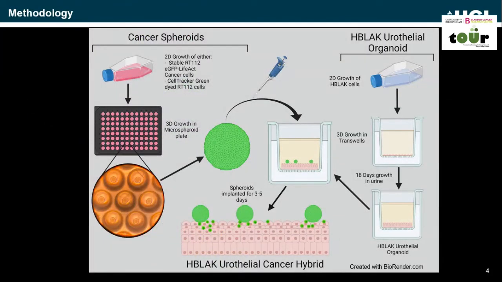So just to quickly go through my methodology. On the right-hand side is where we grow the H-Black urothelial organoid in transwells, in 100% urine in the apical chamber and a calcium-rich media in the bottom. On the other side, I'm growing RT112 cancer cells, either tagged with EGFP LifeAct or dyed with a cell tracker green dye. I'm making these into microspheroids in a microspheroid plate, which took a lot of work to optimize the growth conditions. And all I'm doing is implanting the spheroids onto the H-Black urothelial organoid to make the H-Black urothelial cancer hybrid.